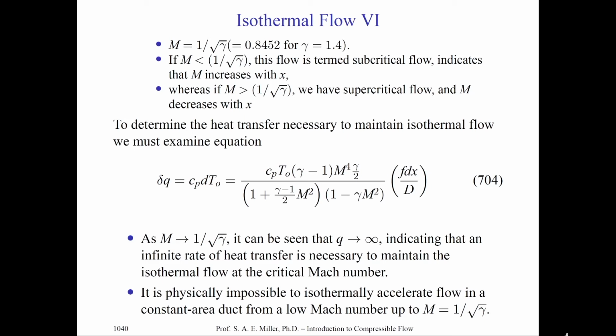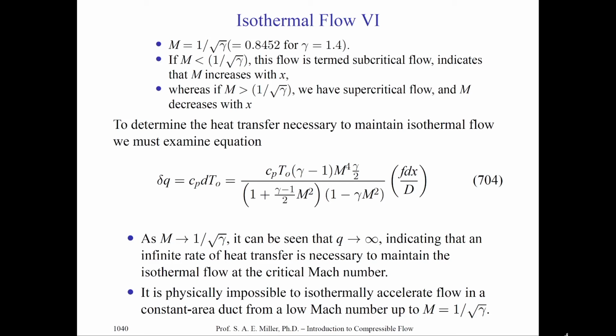Now, the frictional effects, of course, need to be balanced by the heat transfer to maintain isothermal flow. And one might ask, what is that particular value? Well, we've shown this particular equation in 704. We see that some change in the heat transfer into the flow will go as Cp dT naught, will go as Cp T naught gamma minus 1 M to the fourth over gamma over 2, all over 1 plus gamma minus 1 over 2 M squared times 1 minus gamma M squared times f dx over D.